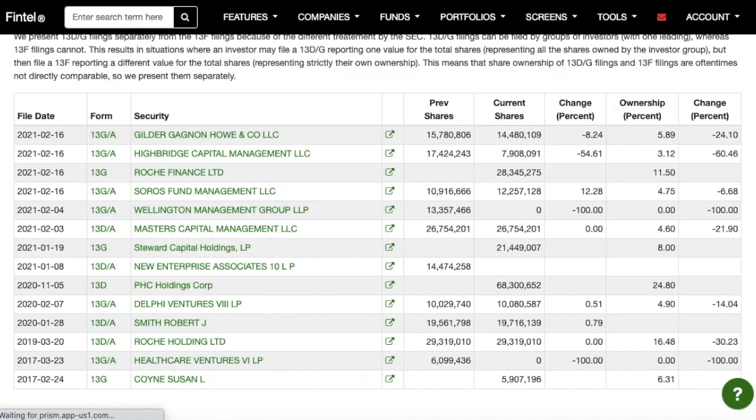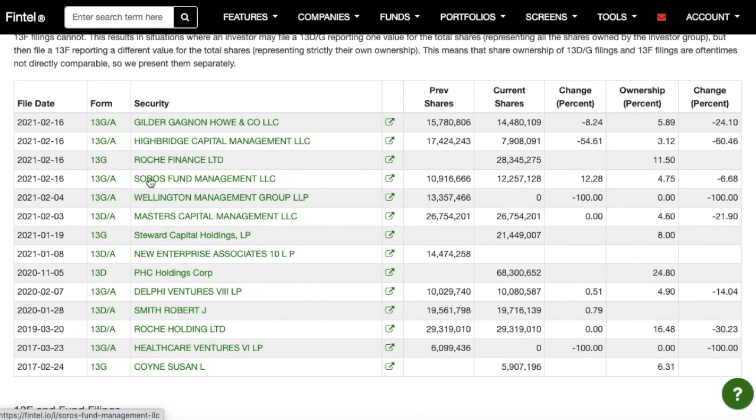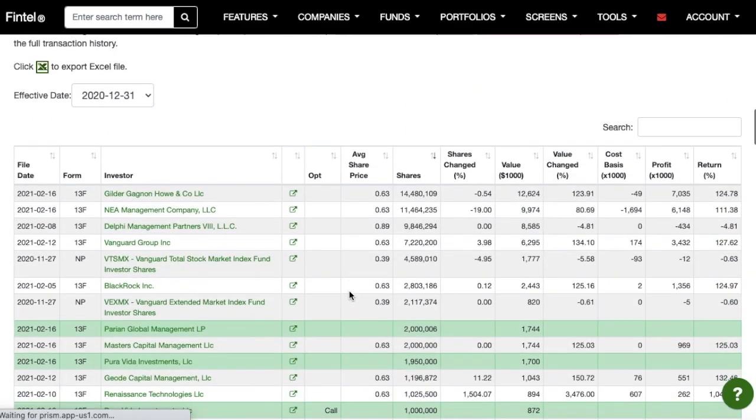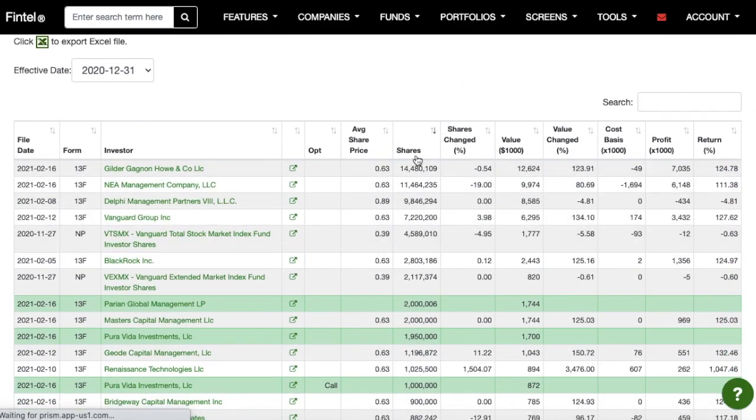If we take a look over here, we can see that Soros Fund Management, headed by the famous investor George Soros, he is a very controversial individual, and he owns a very substantial position in Senseonics, about 12.2 million shares, which is a very large amount. Now, if we come down a little bit further, we can see a couple other institutions have very large positions. We can see Vanguard Group has about 7.2 million shares.